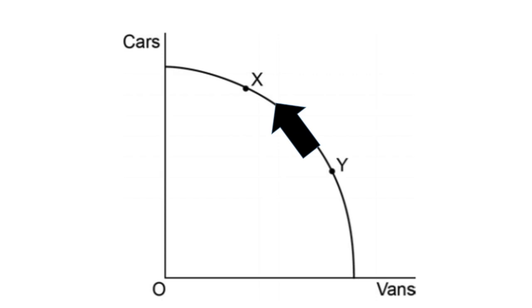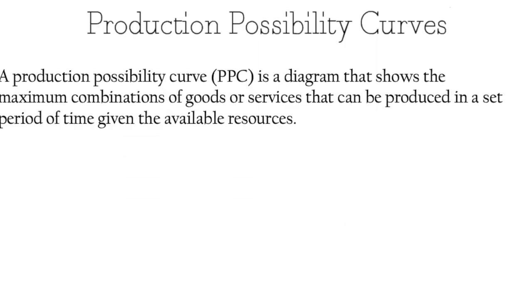However, the company is producing the optimal amount of either good with their resources as they are operating on the PPF curve. So a production possibility frontier, or a PPC, is a diagram that pretty much shows the maximum combination of goods or services that can be produced in a set period of time, given the available resources. So in the last diagram, it was cars and vans.